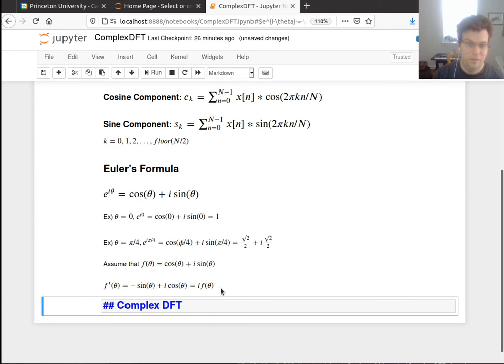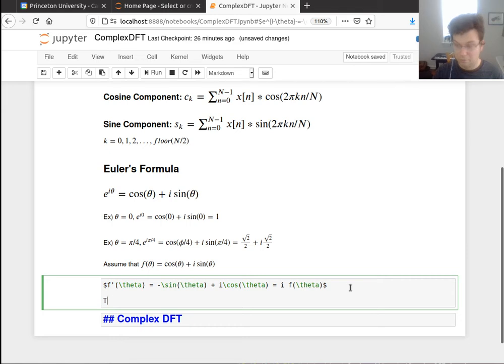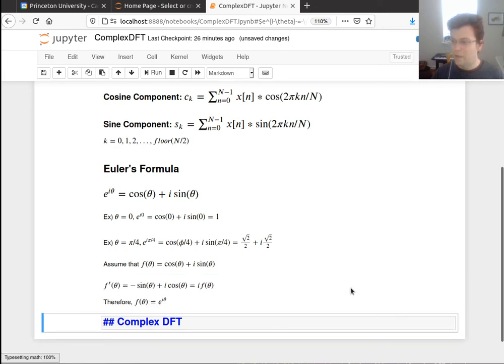Well, something which is a derivative of itself times a constant is e to that constant times the independent variable. So therefore, f of theta, if I now do the antiderivative of this, I get another expression for f, which is e to the i theta. So if I find that the derivative is a constant times my original function, then I can say that the antiderivative is e to that constant times theta. So there's a quick and dirty proof.